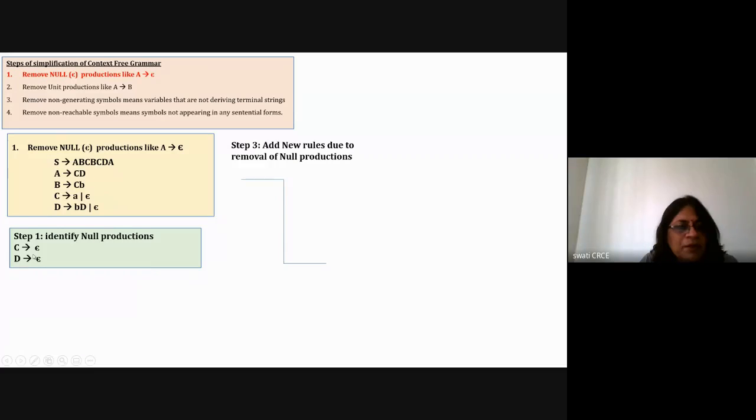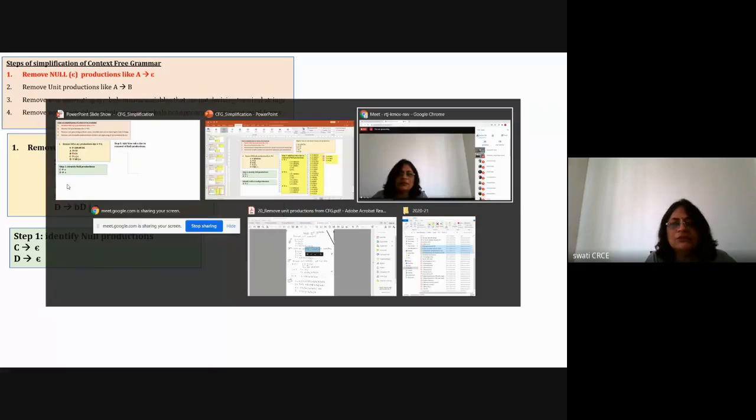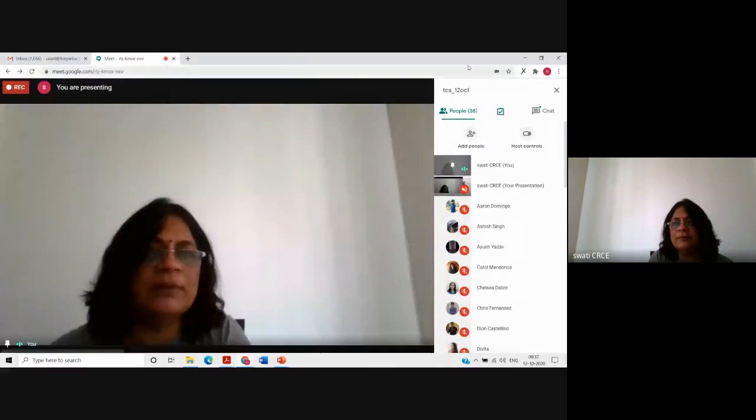After that, because C and D both are epsilon, you need to identify whether there is any other variable which is also epsilon. So tell me your answer. Is there any other nullable symbol? Because C and D are already nullable, try to check whether S is nullable, A is nullable, and B is nullable. Write down your answer in the chat box. Which is a nullable symbol?